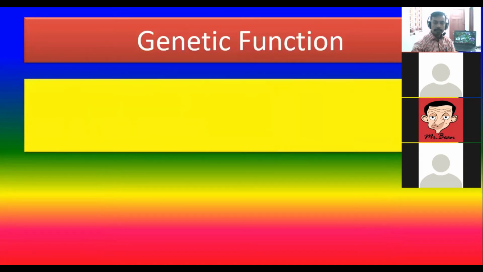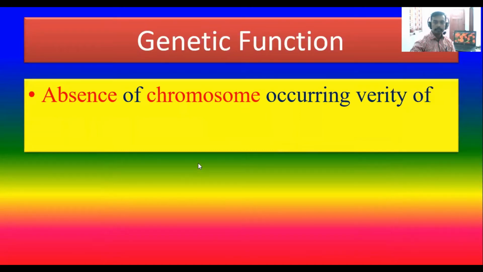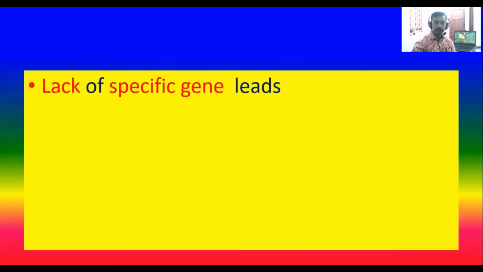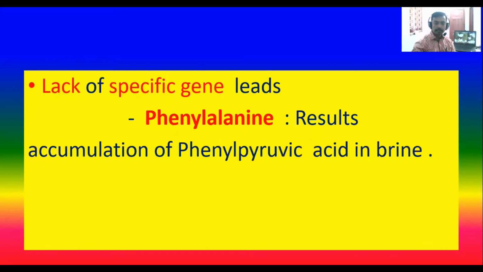Genetic function: absence of a chromosome occurs in a variety of mental retardation. Lack of specific genes causes phenylketonuria, resulting in accumulation of acids in the brain.